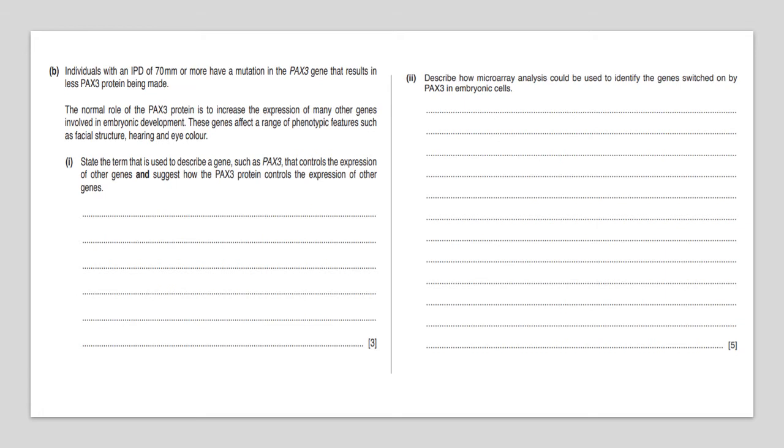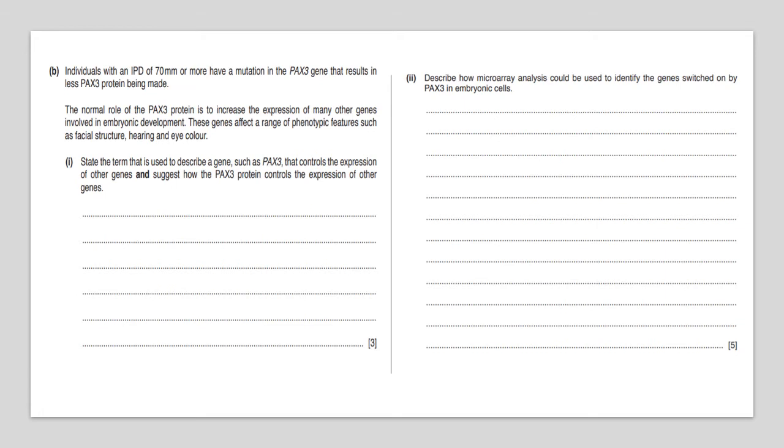It says, describe how microarray analysis could be used to identify the genes switched on by PAX3 in embryonic cells. So I just want to say that with microarrays, you are usually using them to check for the expression of genes, for genes that are being expressed. And the way you can do that is you can get the mRNA from the cells in the organism, and when you get the mRNA, you make cDNA from the mRNA. So basically you reverse transcribe it from RNA to DNA.